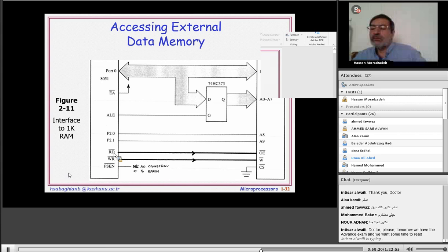Okay, in connecting to RAM, we don't use program store enable, but only use read bar and write bar. Okay, read bar for reading from RAM.